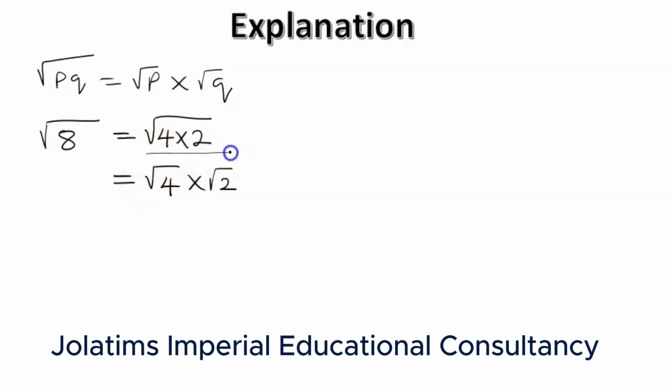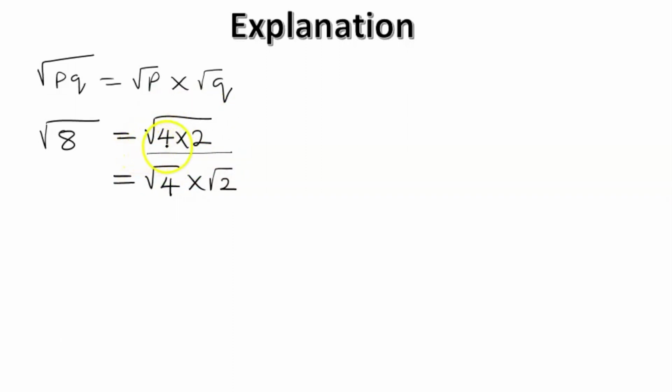When you have two numbers under a similar root and multiplying each other, you can simply split them such that you can have square root of 4, which is 2. Of course, square root of 2 is not exact because it's irrational. You can't have its exact value. So this is what the first rule is talking about.